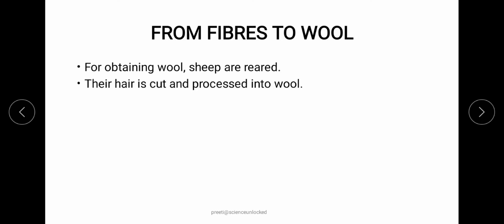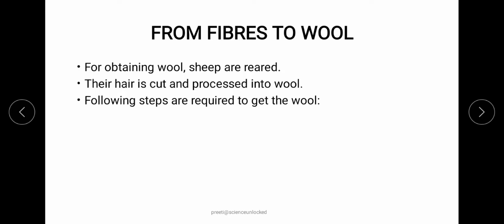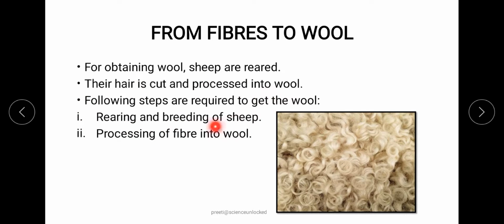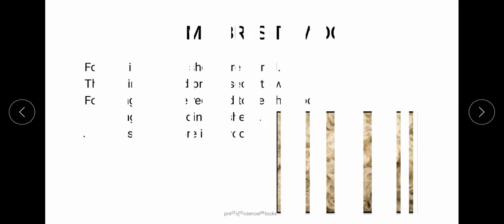So the very first thing is that we need to actually rear the sheep, and what exactly this rearing process means, we will take up in a moment. Once the rearing is done, the hair is taken out of the body and processed into wool. When we talk about the basic processes involved, the very basic one is the rearing and breeding of the sheep, and then come the basic steps involved in this whole process. We will be covering both points in the upcoming few minutes.